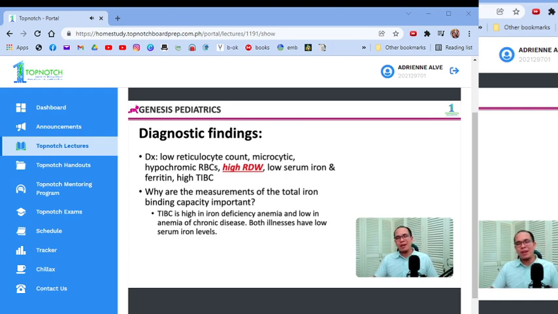If your red cell distribution width is elevated, meaning the sizes of the red blood cells vary from each other, meaning may malalaki, may maliliit, if it's elevated, then probably it is iron deficiency anemia. If it's normal, then probably it's thalassemia. Okay? Why is TIBC important?